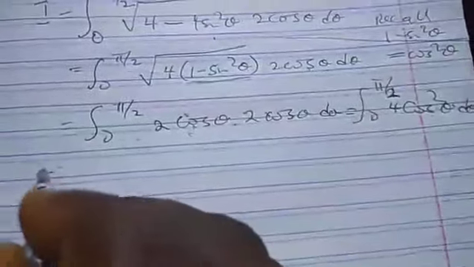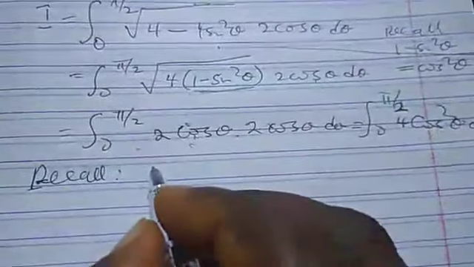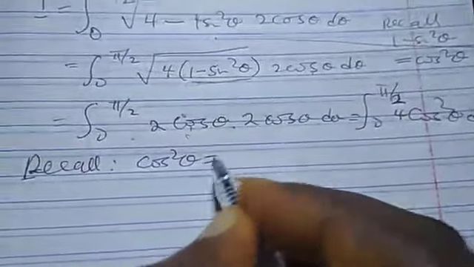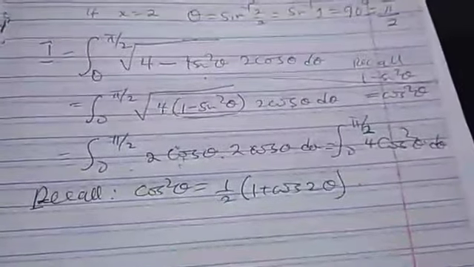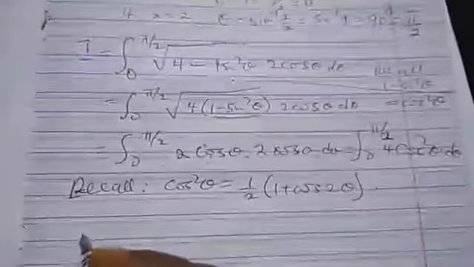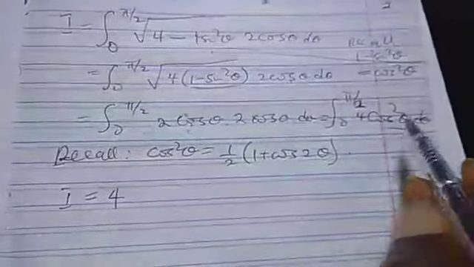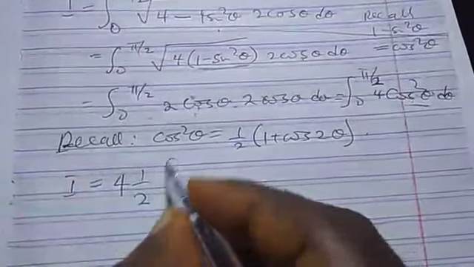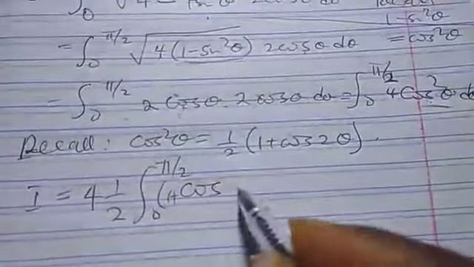I have taught you how to integrate cos squared theta. But if you don't remember, you use this formula, which I have explained before. That is half into 1 plus cos 2 theta. From that, our integral will be, because this cos squared theta will become half into 1 plus cos 2 theta d theta.